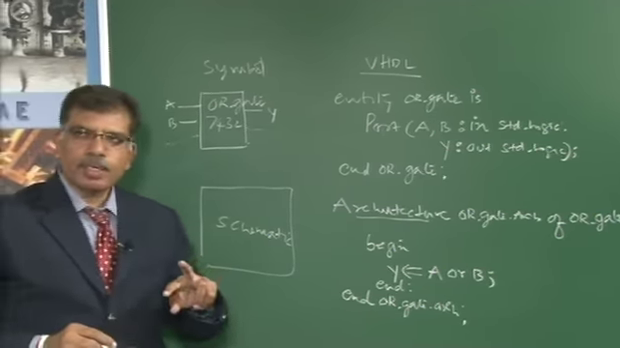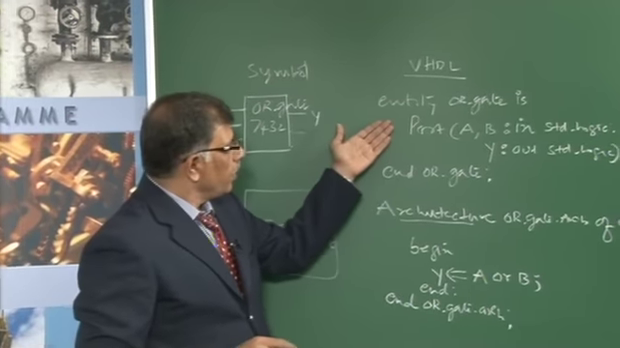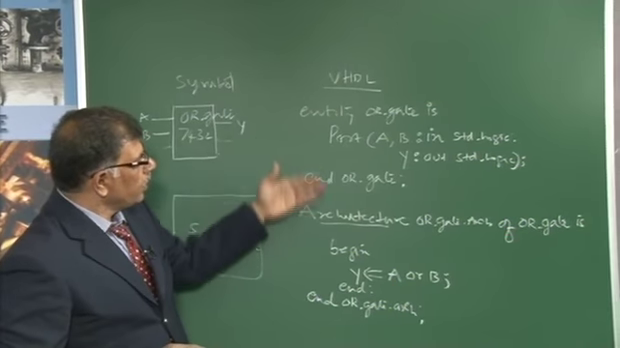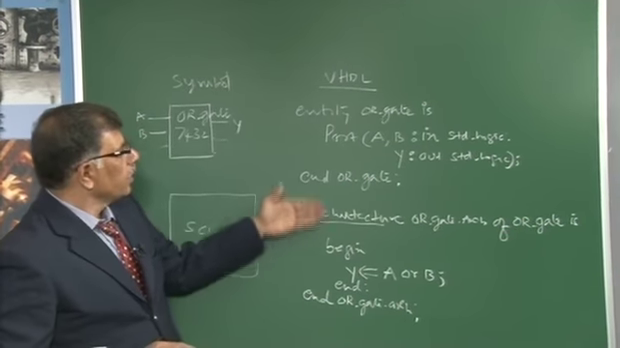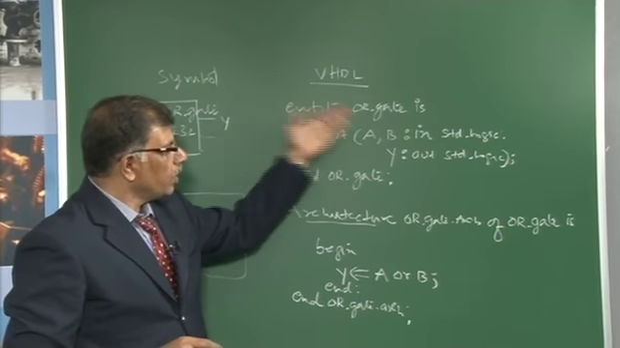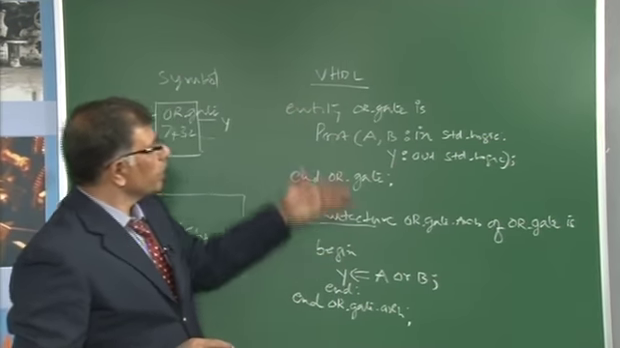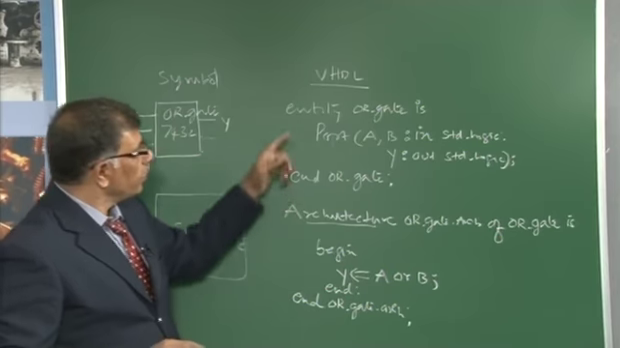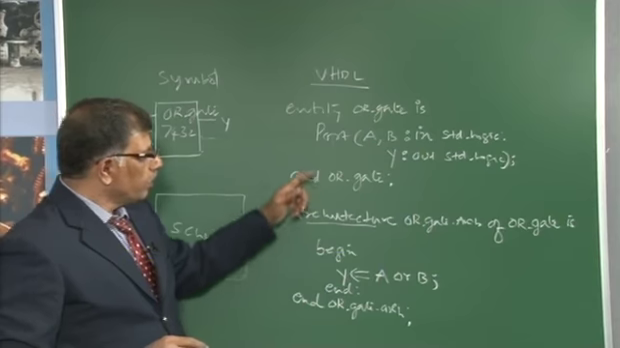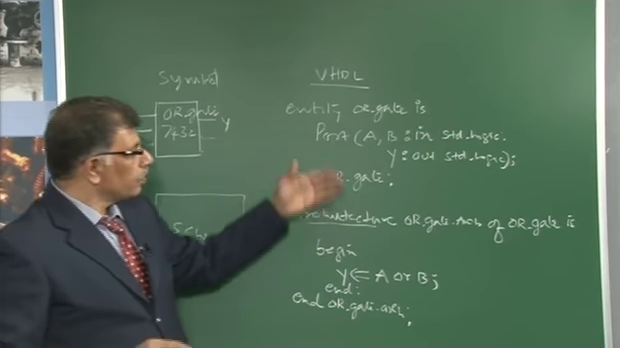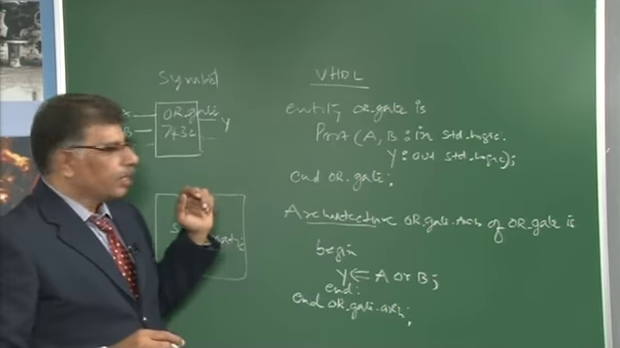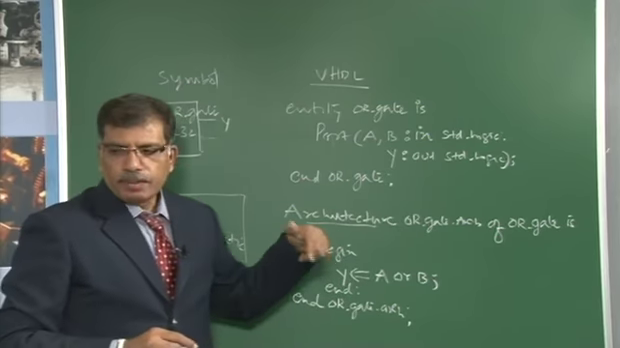So in a VHDL model we have two parts. One is called an entity, another is called an architecture. Entity defines the outer view of your model, and architecture defines the functionality of an entity. This is a simple VHDL model for an OR gate. What we do is write a test bench to check whether the functionality of this will give a correct output or not. That test bench, I will tell you later how to write it.